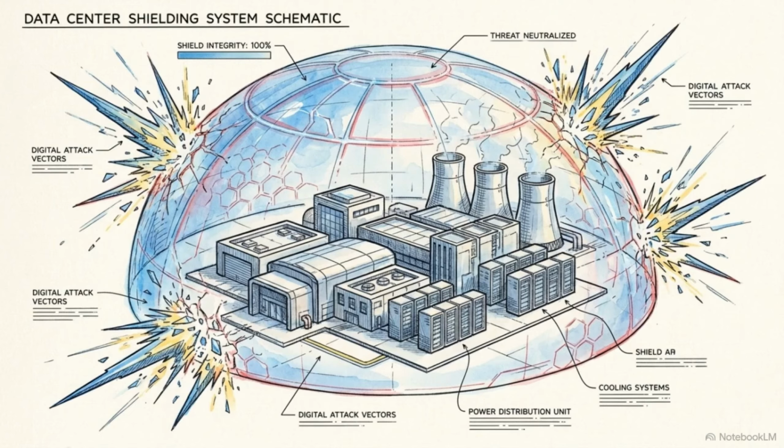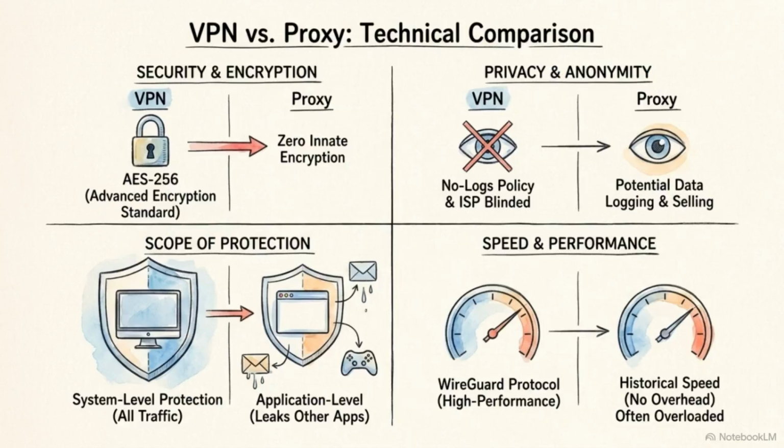We can evaluate both tools side by side across 4 specific computing metrics: security, privacy, scope, and speed. In security and encryption, the VPN is the clear winner.